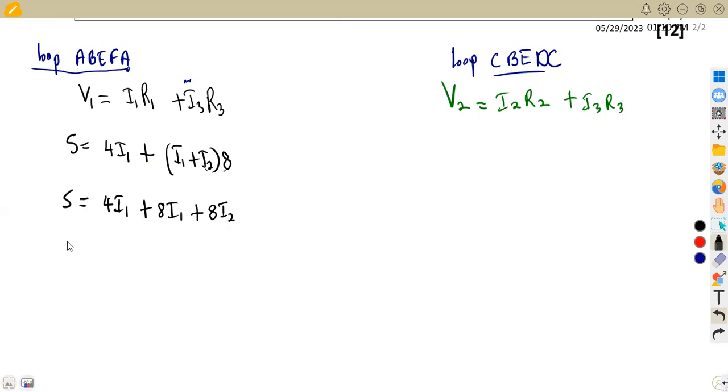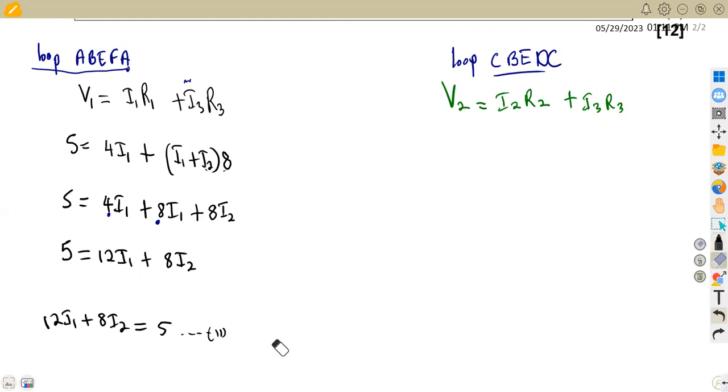Considering what we have, we can collect the like terms, I1 and I1. These are like terms. So you can consider this 4 plus 8, which is going to give us 12. So we're going to have 12 I1 plus 8 I2. So this we can say is our final equation. Okay, so just writing, starting with our variables, that is going to be 12 I1 plus 8 I2, which is equal to 5. All right, so we've got our first equation. We can just leave it here at this stage.